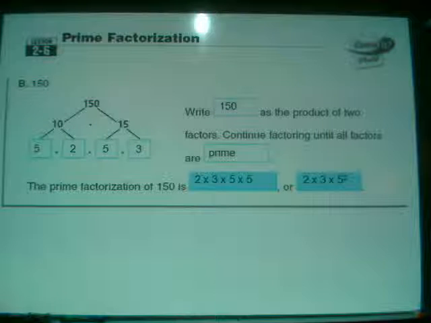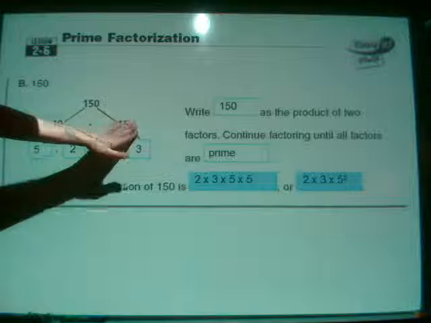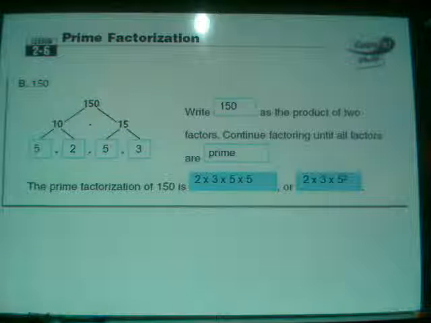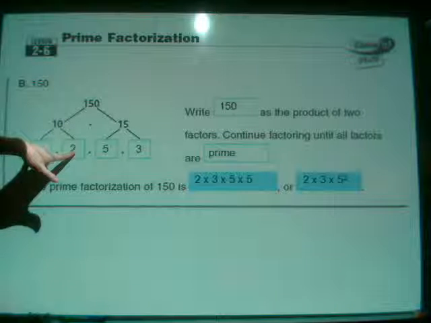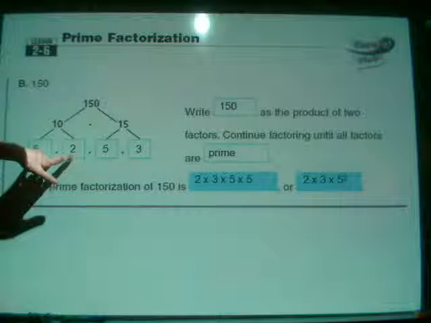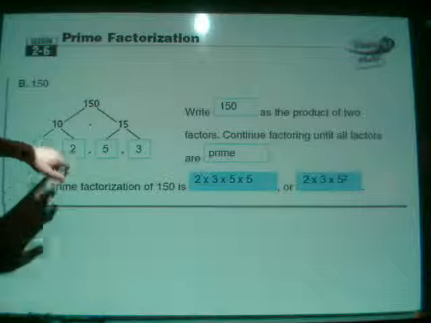All right, here's 150. We won't go through all the possibilities here, but there are some. 150 gets broken down as 10 and 15, as you can see here, because 10 times 15 is 150. Remember, we can stop with a branch once we get prime numbers. Well, neither of these are prime numbers, so we have to continue on down both paths here. 10 gets broken down as 5 and 2. All right, 5 and 2 are both prime numbers.